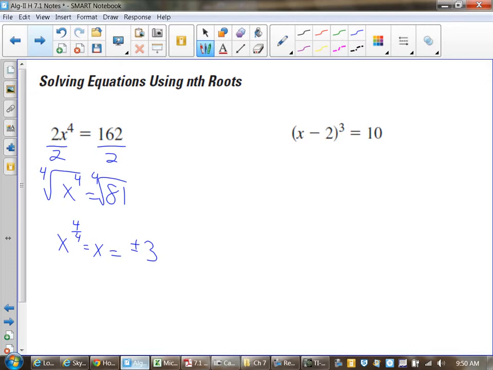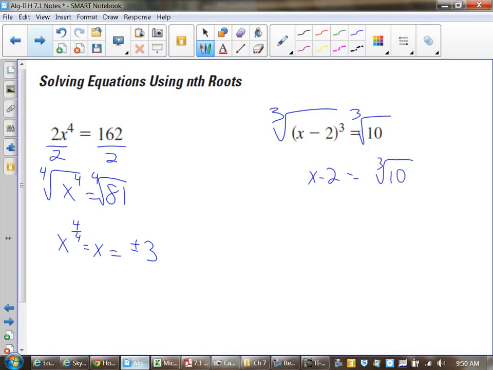All right. x cubed equals 10. Take the cube root of both sides. Good. What's the cube root of x cubed? x.